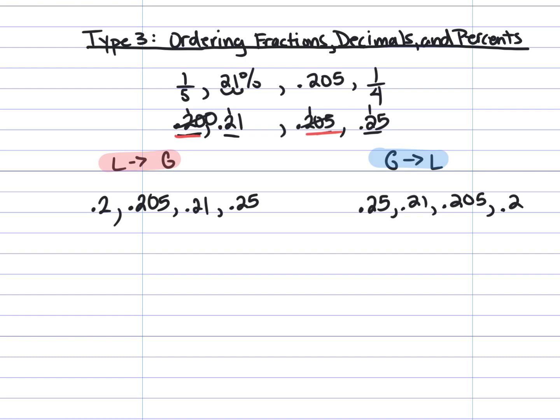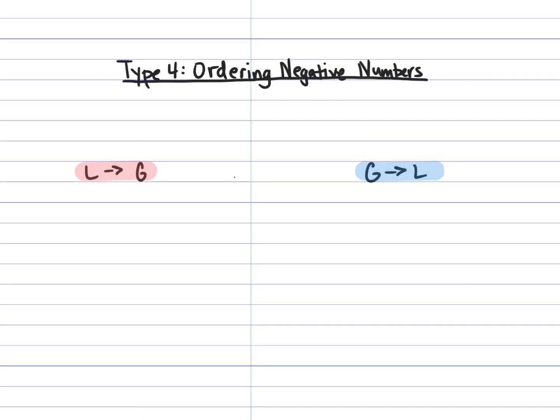And the last type is negative numbers. And these can be tricky. You can see, let me go ahead and put them up here. We've got 2.3, negative 2.3, 3.2, and negative 3.2. And this one is tricky because the larger the negative, the smaller it is. And that gets students confused so often, right?